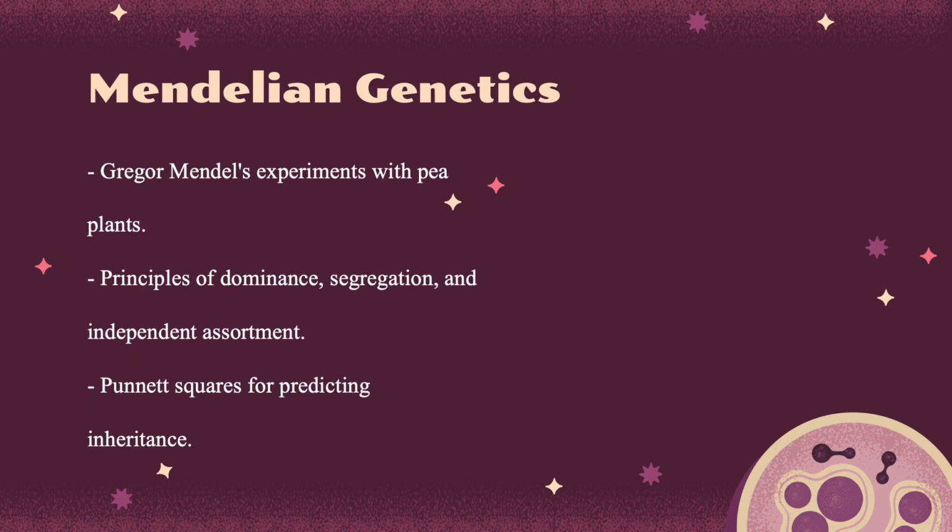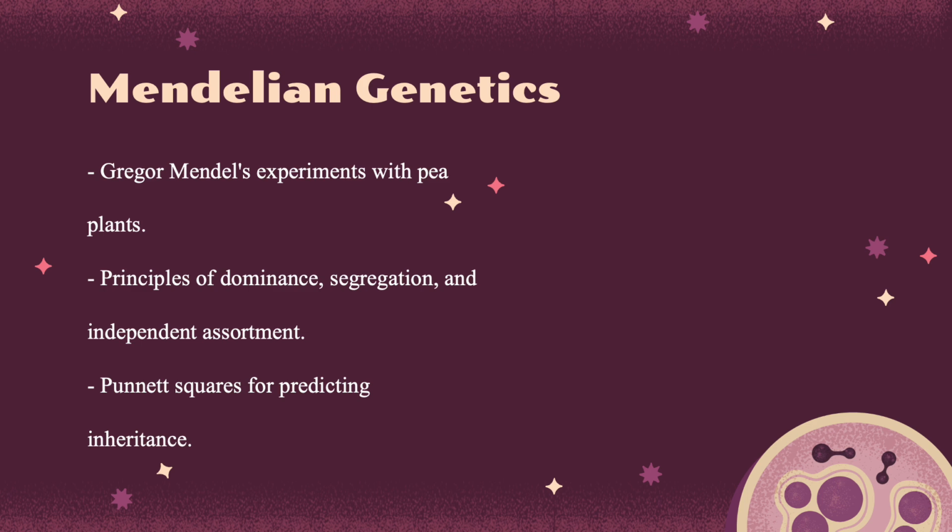Next, we have Mendelian genetics. Mendelian genetics explains how traits are passed down from generation to generation. Each trait is controlled by two alleles, one from each parent. Dominant alleles mask recessive ones, which is why brown eyes, a dominant trait, are more common than blue eyes, a recessive trait. To predict inheritance, we use tools like Punnett squares. For example, if both parents are carriers of a recessive disorder, there's a 25% chance their child will have it.